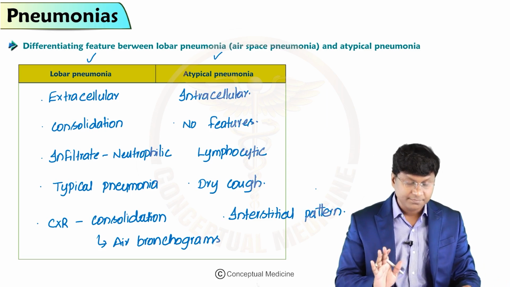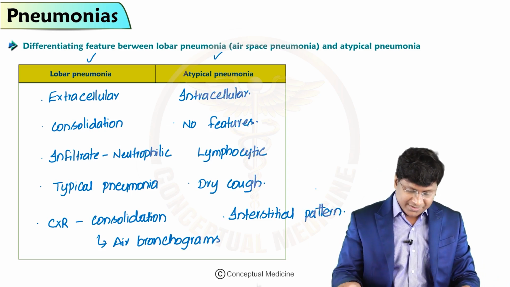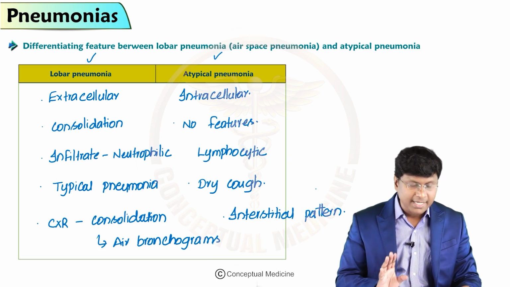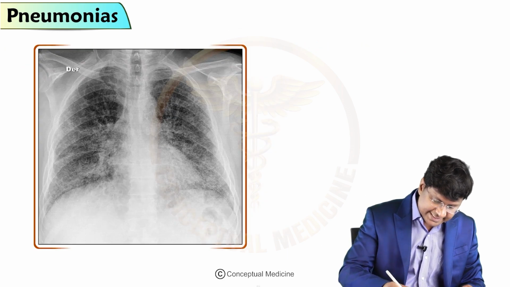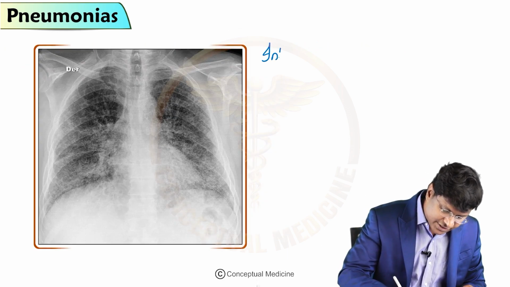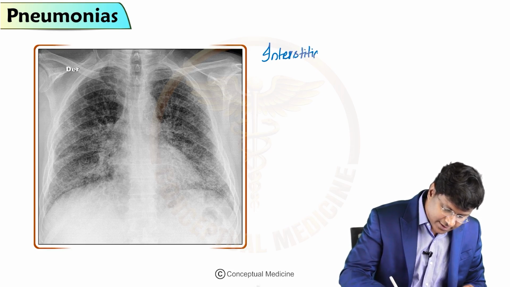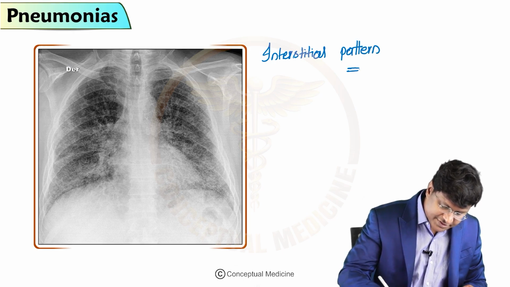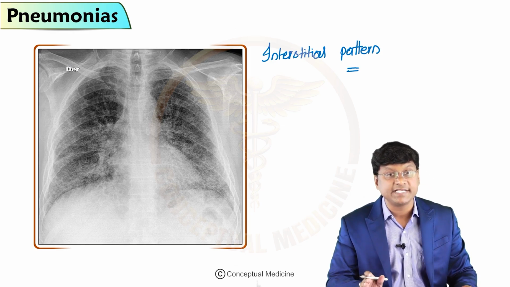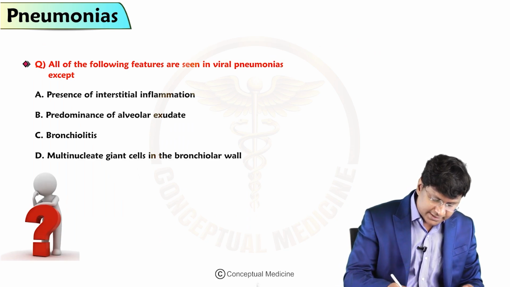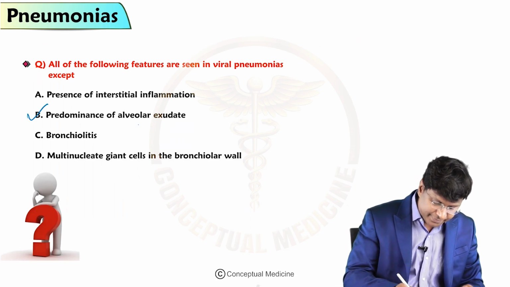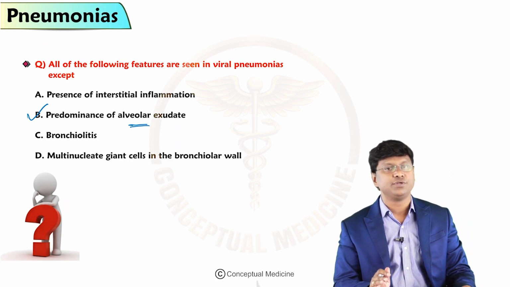So that is about the features suggestive of atypical pneumonia. These are some of the differences between lobar and atypical pneumonias. And the pattern we see in the chest x-ray of interstitial pneumonia, we call it the interstitial pattern. So if you see this question now, all of the following are seen in viral pneumonias except predominance of alveolar exudate, which is not seen in viral pneumonias.